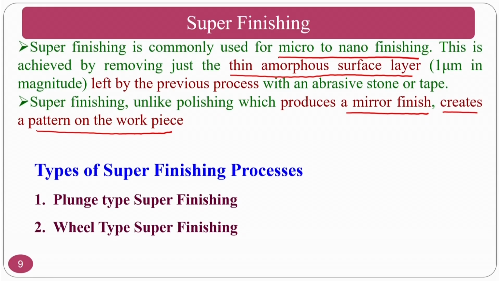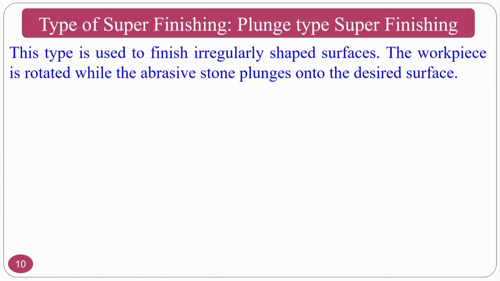So, types of super finishing processes, there are two types: one is the plunge type of super finishing, and another one is the wheel type of super finishing. In the plunge type of super finishing, this type is normally used to finish irregular shaped surfaces. The workpiece is rotated while the abrasive stone plunges into the desired surface. That means the workpiece surface.